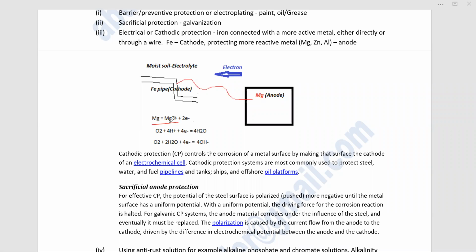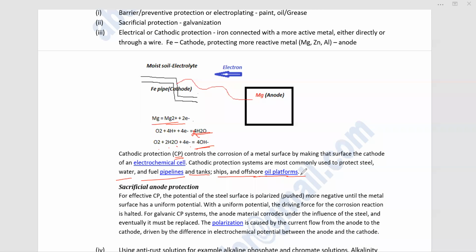In this, Mg loses 2 electrons to become Mg2+, and O2 gains 4 electrons along with H+ to form 2H2O, and O2 plus 2H2O takes 4 electrons to form 4OH-. This is called cathodic protection, that is CP. This CP controls the corrosion of a metal surface by making the surface the cathode of an electrochemical cell. Cathodic protection systems are most commonly used to protect steel, water and fuel pipelines and tanks, ships and offshore oil platforms. Now, this was about electrical or cathodic protection.